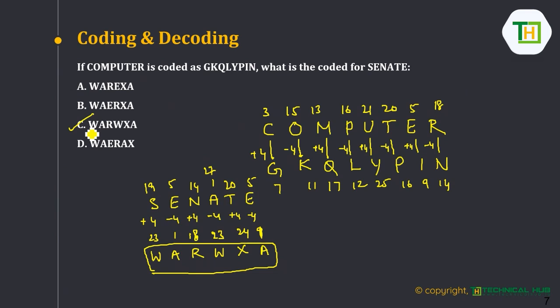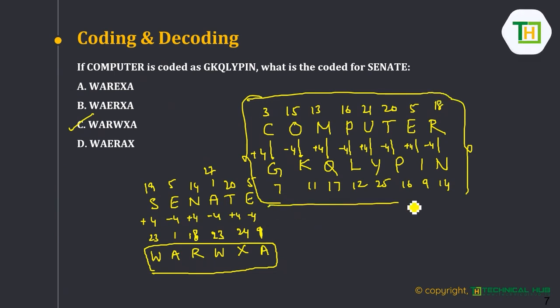So WARWXA is the exact code for Senate, which is option C there. So don't be in a hurry. Simply first identify the logic. No need to write all these. I have written everything just to show what the logic is between computer and its code. If you can observe and identify the logic, you don't need to write all this. You can simply write S plus 4, 19 plus 4, 23, W. You can do everything in your mind. So no need to put a pen on paper even for this question, if you understand the logic between the first given two words. For the explanation, I have written everything.